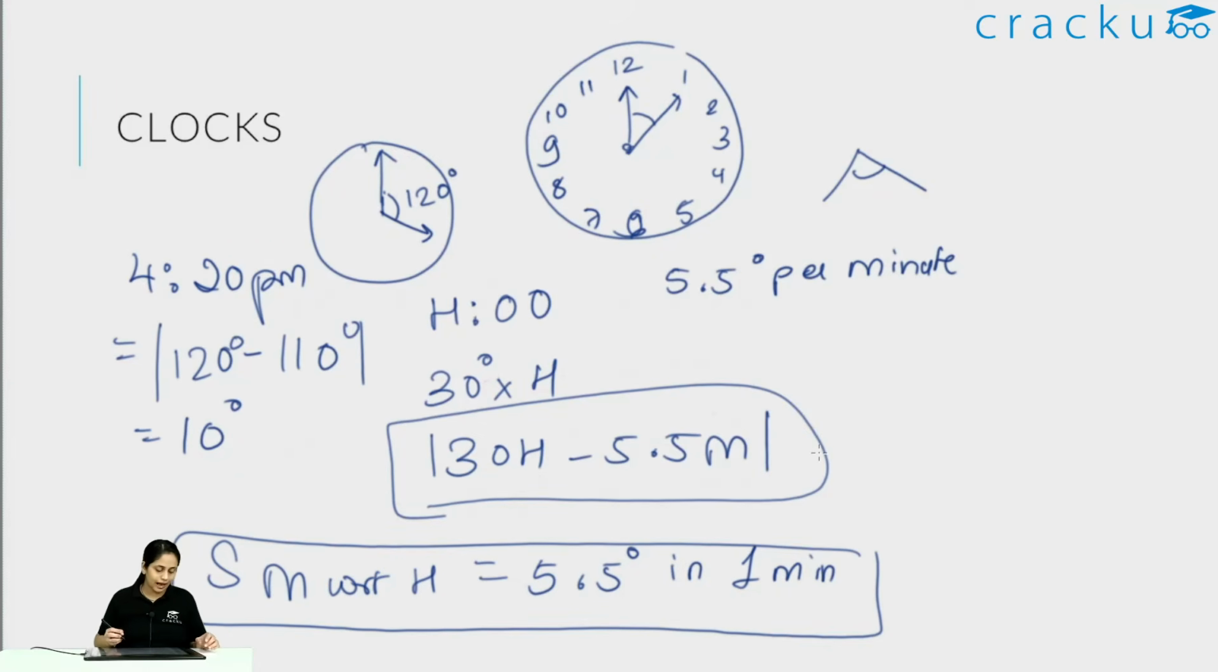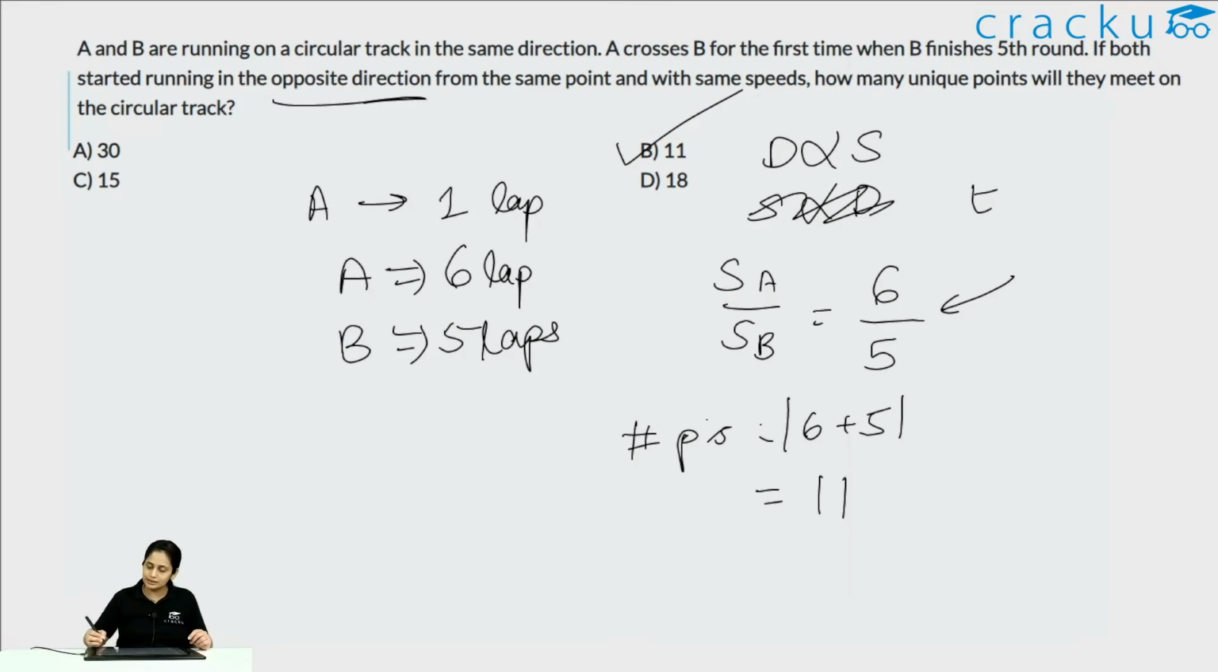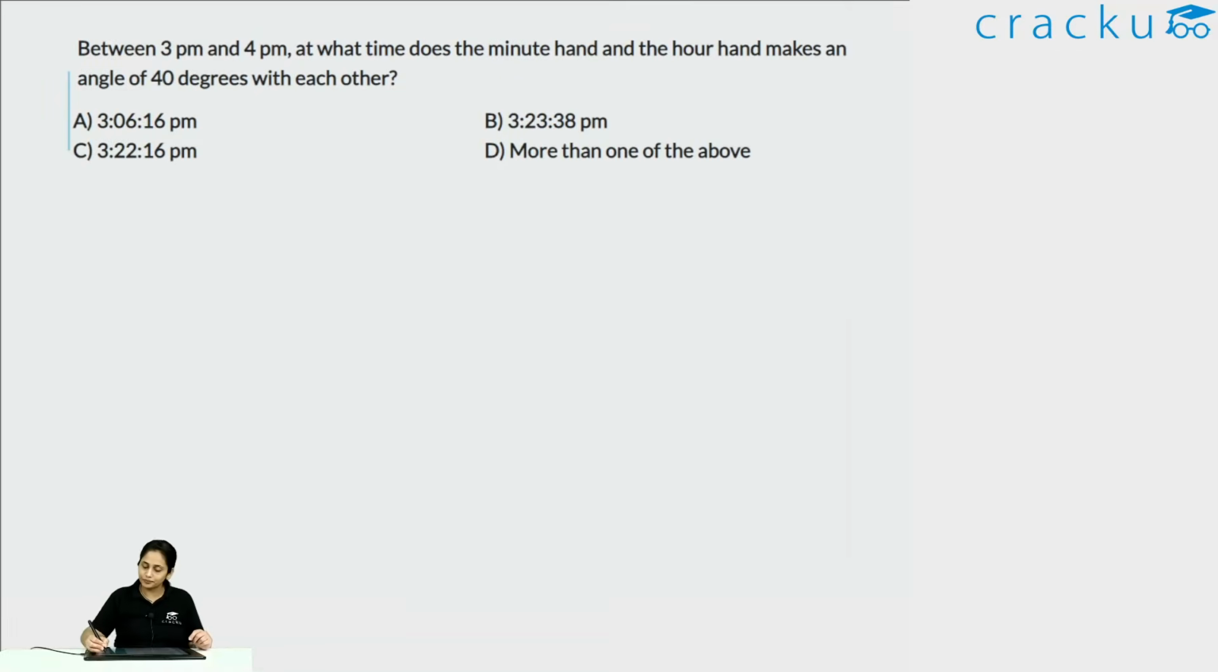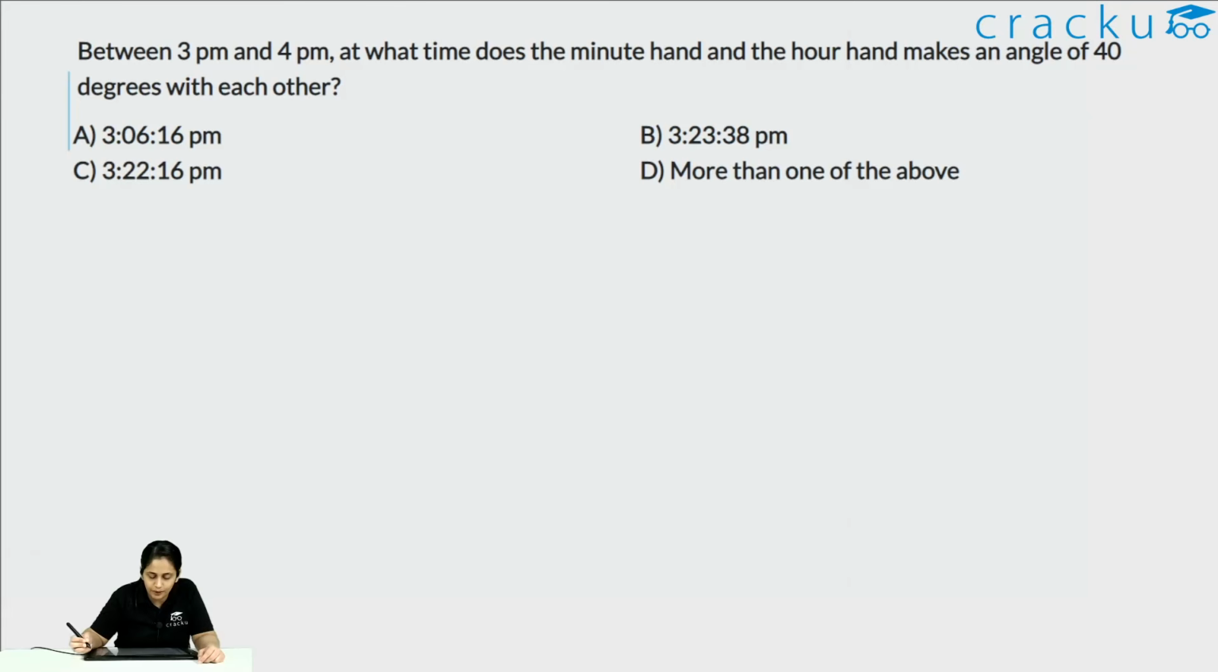Now let's take a look at a simple question based on this. Let's take a look at the next question. Between 3 p.m. and 4 p.m., at what time do the minute hand and the hour hand make an angle of 40 degrees with each other? So in this it is between 3 p.m. and 4 p.m., so h is equal to 3 essentially. Now we have to find what m value makes the angle between them 40 degrees.